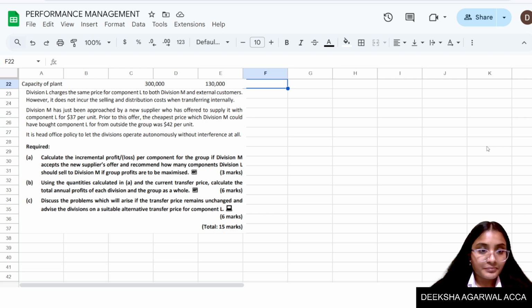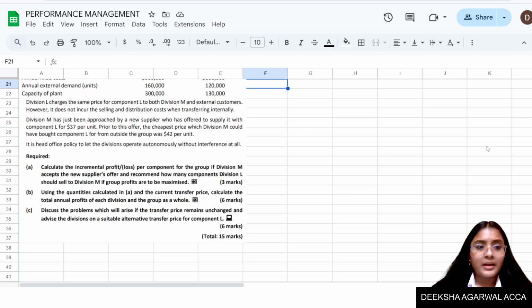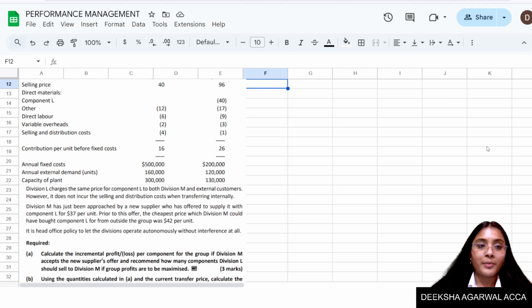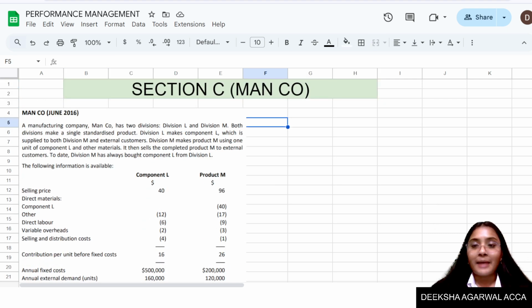Next, using the quantities calculated in part A and the current transfer price, calculate the total annual profit of each division and the group as a whole. Last, it's a 15 marks portion, or 20, but it's still: discuss the problem which will arise if the transfer price remains unchanged and advise the division on a suitable transfer price of component L. Let me tell you that in the exam you don't get a 15 marks question but a 20 marks one.